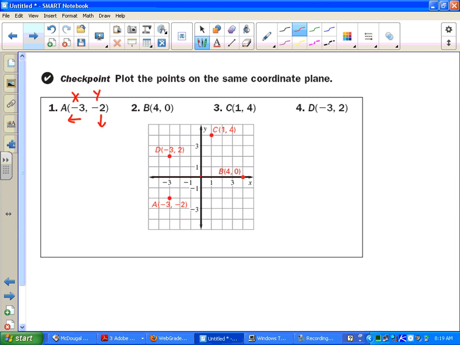So again, you always start at the origin. You go to the left 1, 2, 3 times and down once, twice. And you can see your point right there.